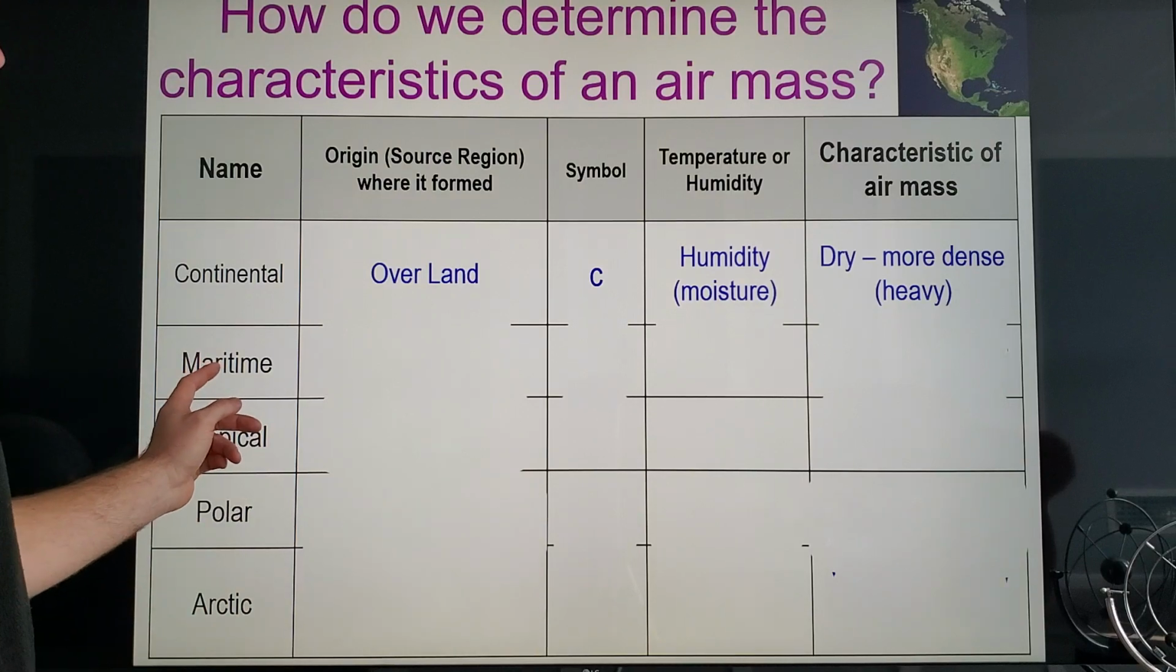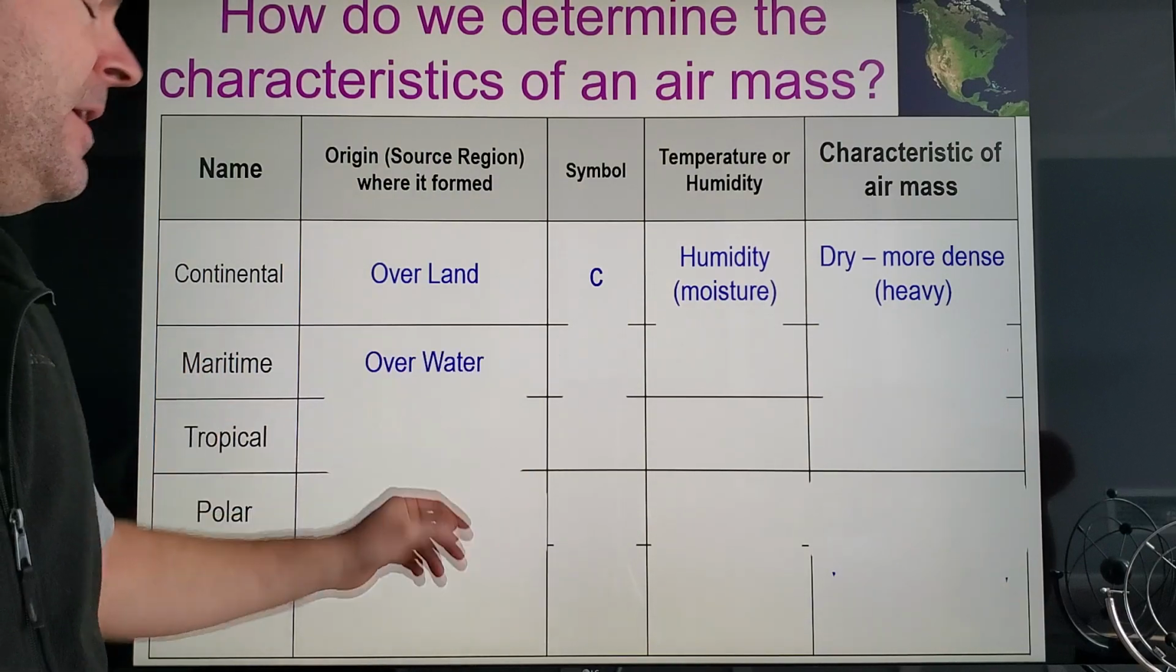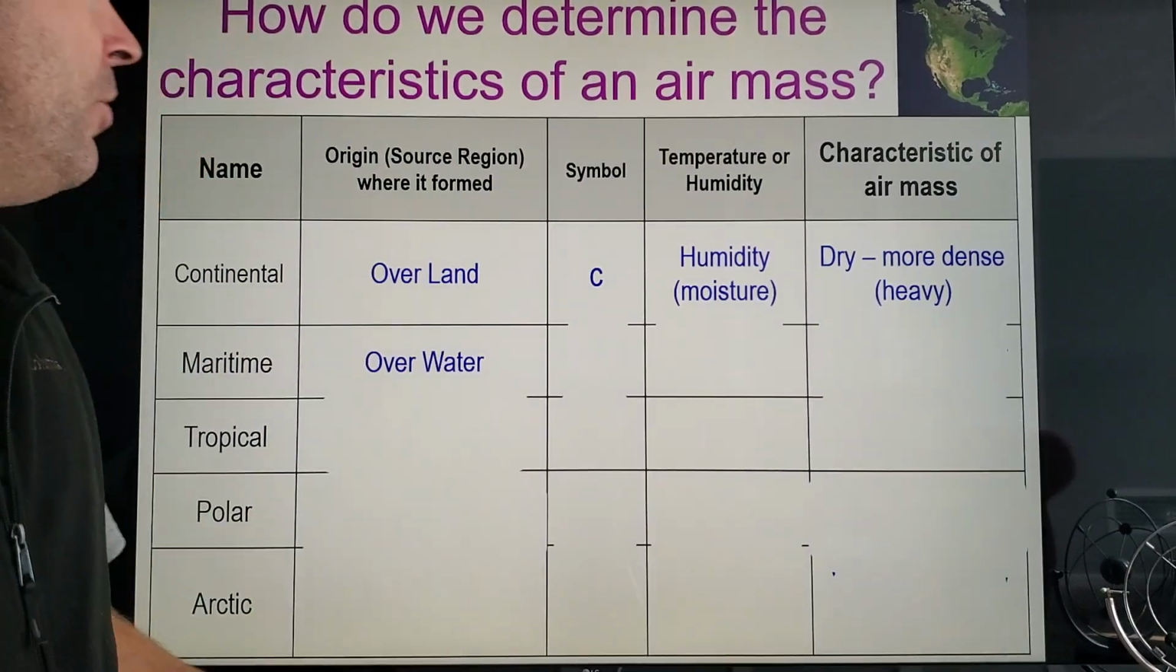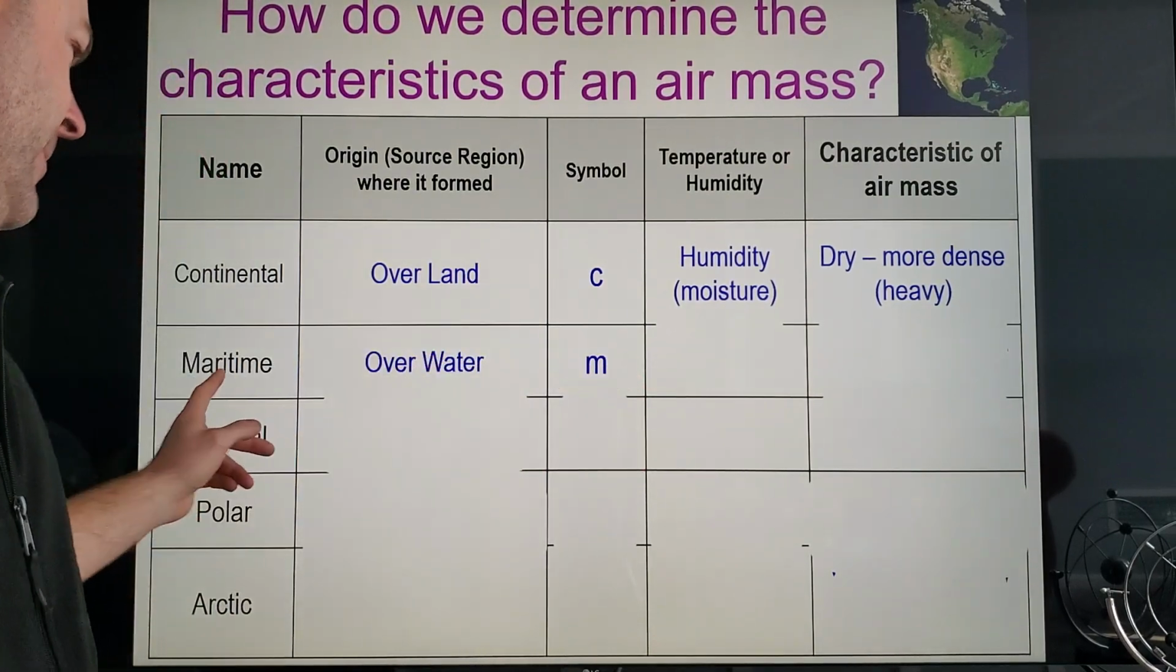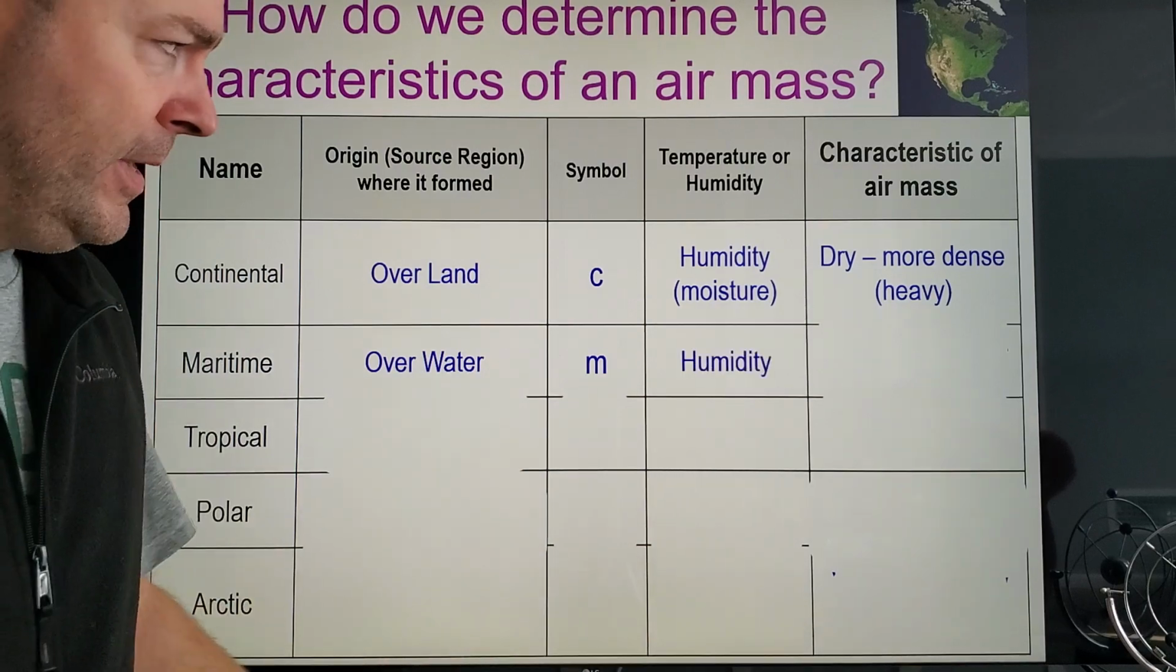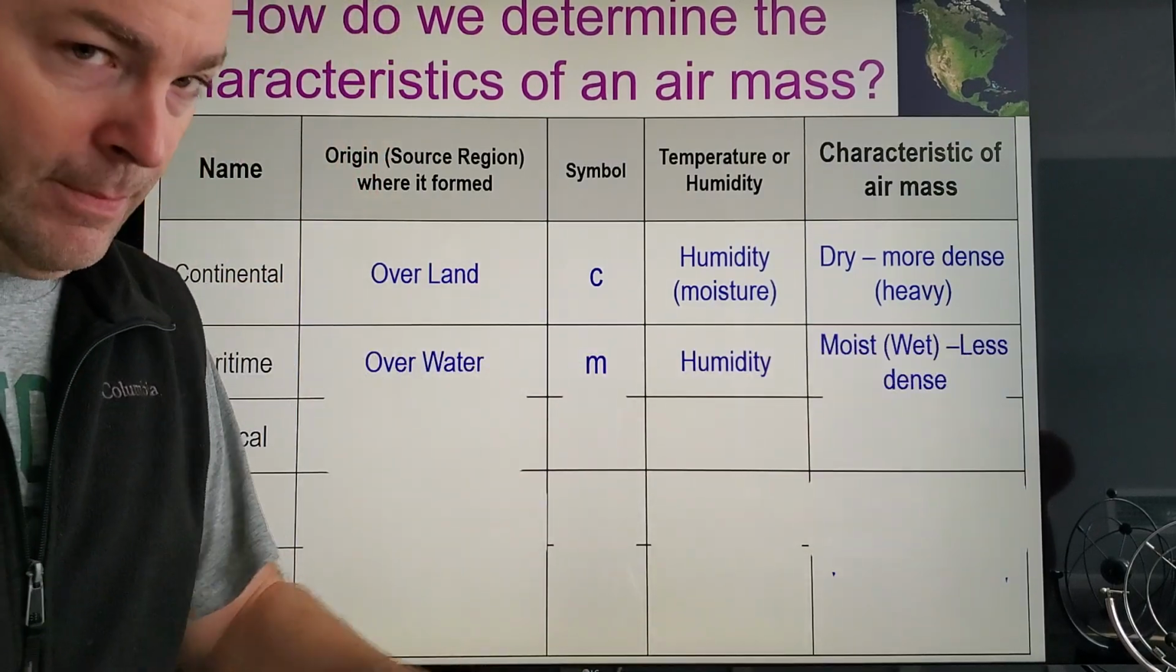All right. Maritime, you probably figured out in the name there, right? Marine, marina, over water. The symbol, of course, the first letter of the word, M. This, too, is describing an amount of moisture or humidity. And, of course, this would be a very moist air mass.